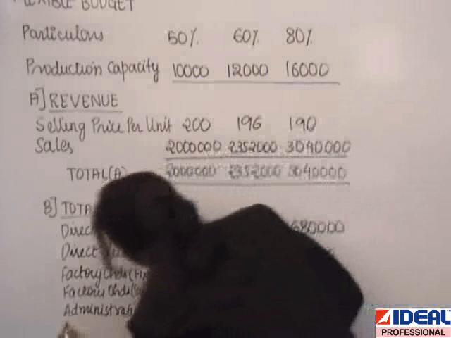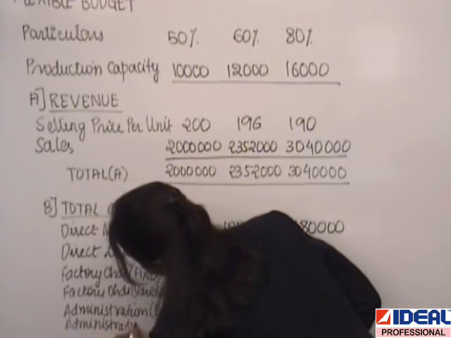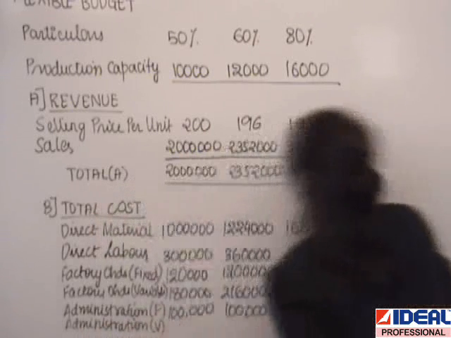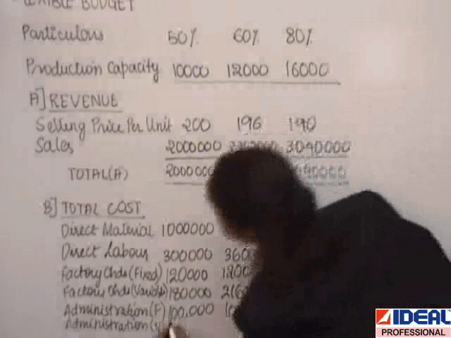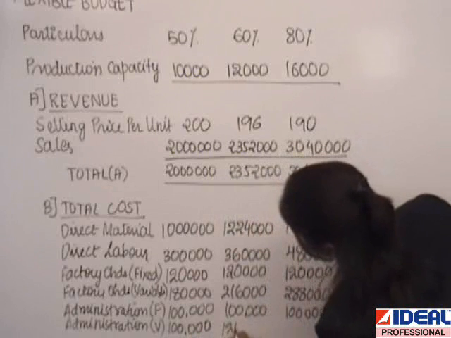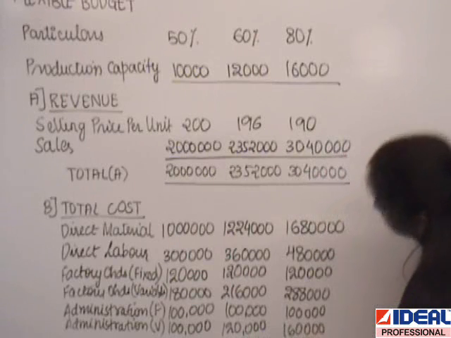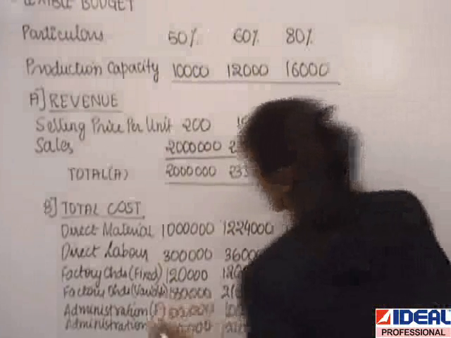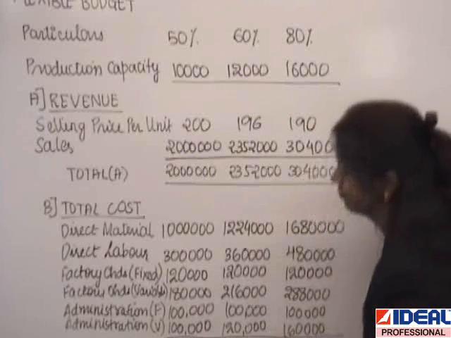Then administration overheads variable is 10 rupees variable. Yes or no? 10 rupees is variable cost per unit. So 10,000 into 10, 1 lakh. Then 1,20,000. And then 1,60,000. Get the total of cost. Then find the profit.